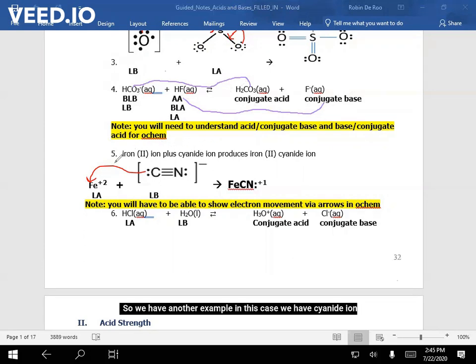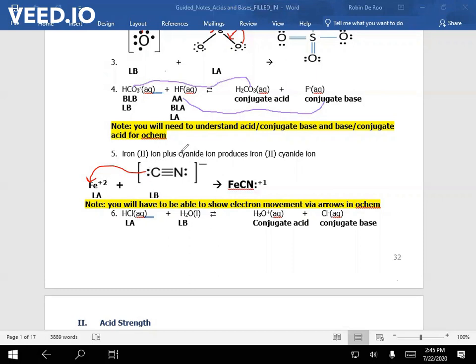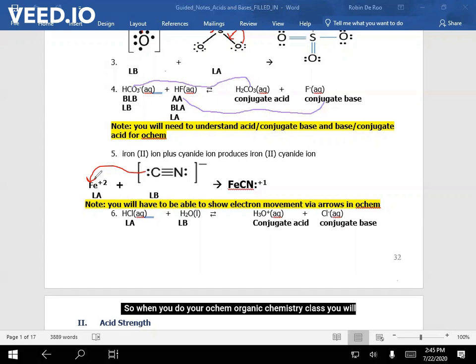So we have another example. In this case, we have cyanide ion. Here's our electron pair donor. It's attacking the iron +2. So the cyanide is a Lewis base, and the iron +2 is our Lewis acid. So we want to be able to show the electron movement here. So we start from the lone pair, and then the arrow points towards the receiver. So when you do your OChem, organic chemistry class, you will want to be able to do this.